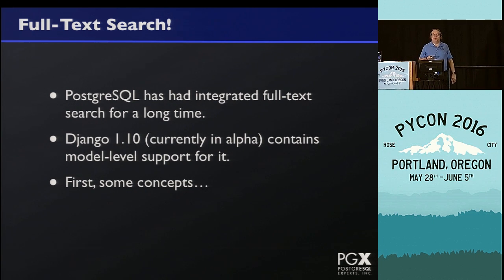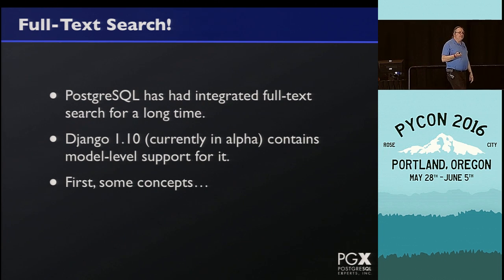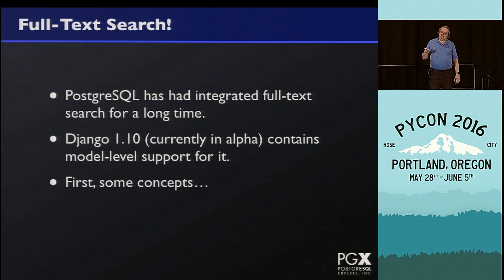Django 1.10 has direct support for it, but first let's talk a little bit about the concepts. Full text search in Postgres is a pretty big ball of something, so there's a lot to know about it. So I'm going to try and simplify it a bit.